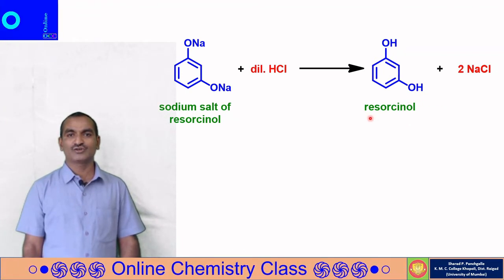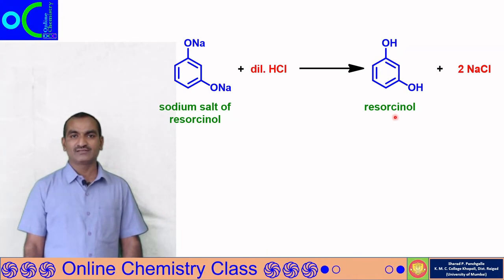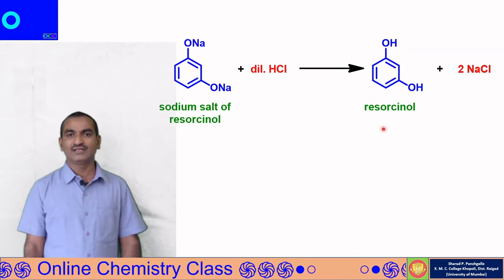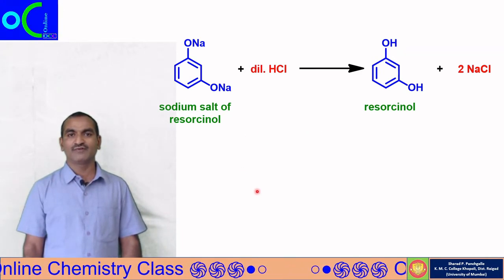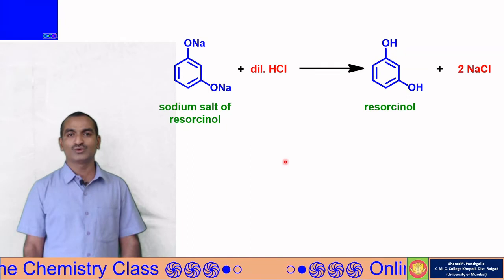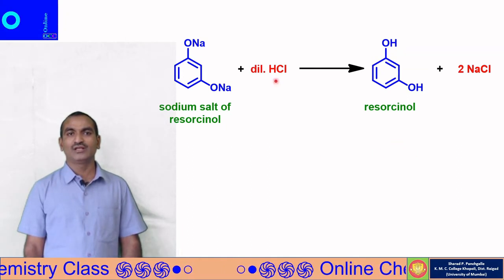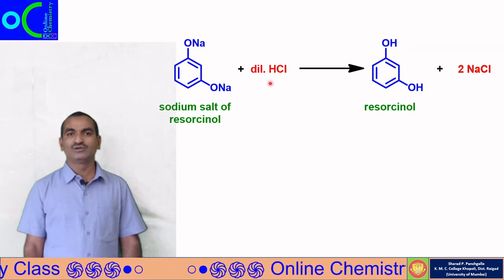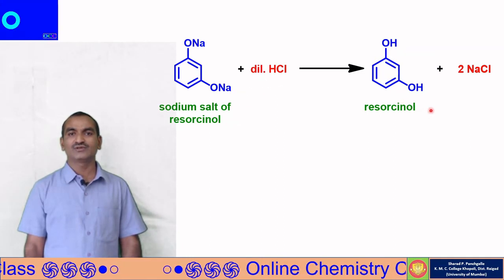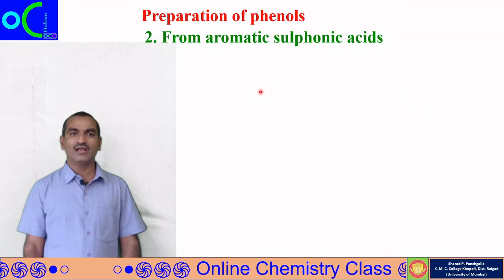So for preparation of resorcinol, we have taken the benzene 1,3-disulfonic acid as the starting material. Initially that is converted into its sodium salt. That sodium salt, when fused with solid sodium hydroxide, gives the sodium salt of resorcinol. That sodium salt of resorcinol, when treated with dilute hydrochloric acid, gives resorcinol. So using this method, one can prepare alpha-naphthol also.